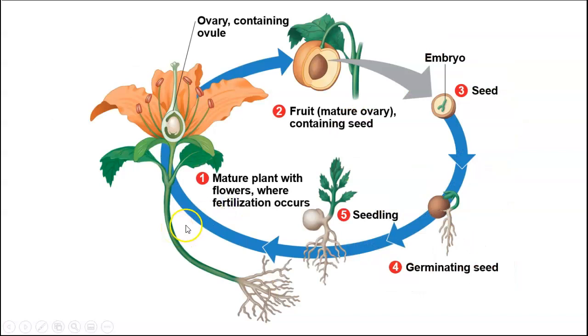The general life cycle of flowering plants is kind of like this. Here's the mature plant with the flowers. That's where fertilization occurs. Once fertilization occurs, the embryo starts to develop, and changes occur in the ovary as a result of the pollination that causes the ovary to ripen into a fruit.